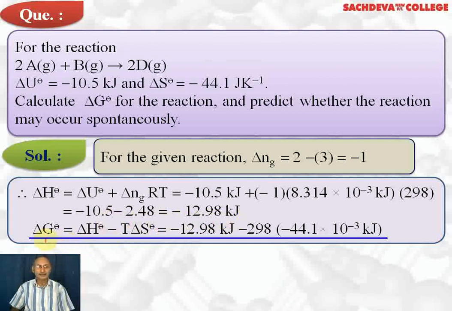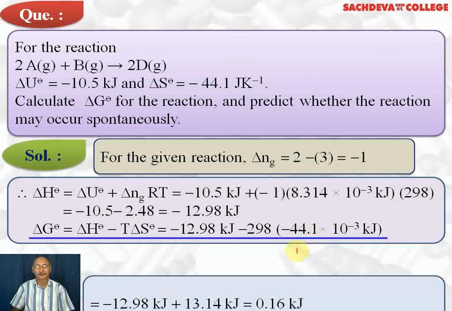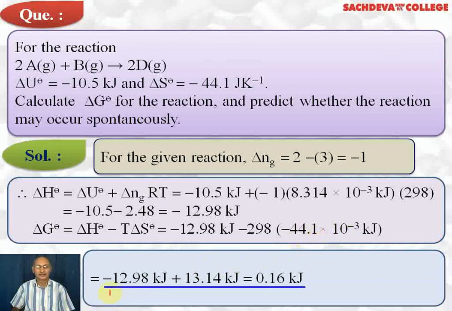Now we apply the Gibbs-Helmholtz equation. Delta G standard is equal to delta H minus T delta S standard. Delta H we have got minus 12.98 kilojoules minus 298 into minus 44.1 joules. It is to be converted into kilojoules, so multiply it with 10 to the power minus 3 kilojoules. Here we get delta G is equal to minus 12.98 kilojoules plus 13.14 kilojoules. Net answer comes out to be 0.16 kilojoules.